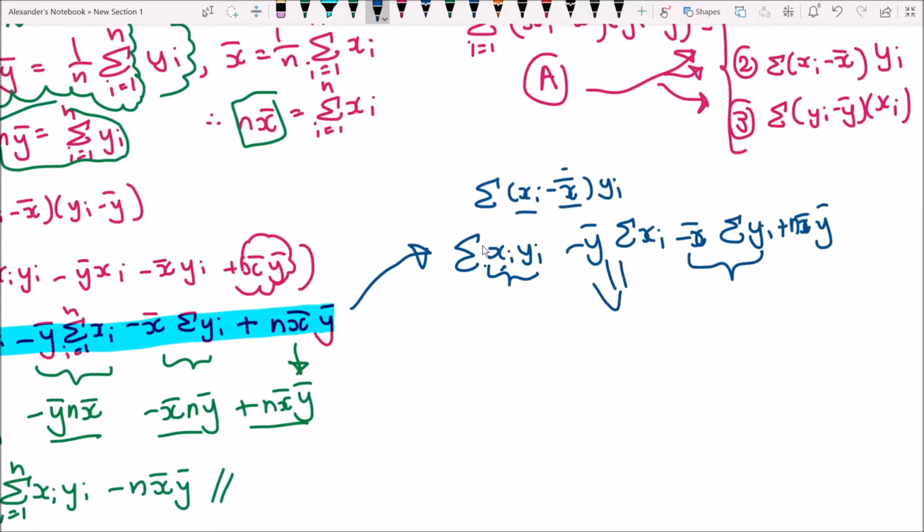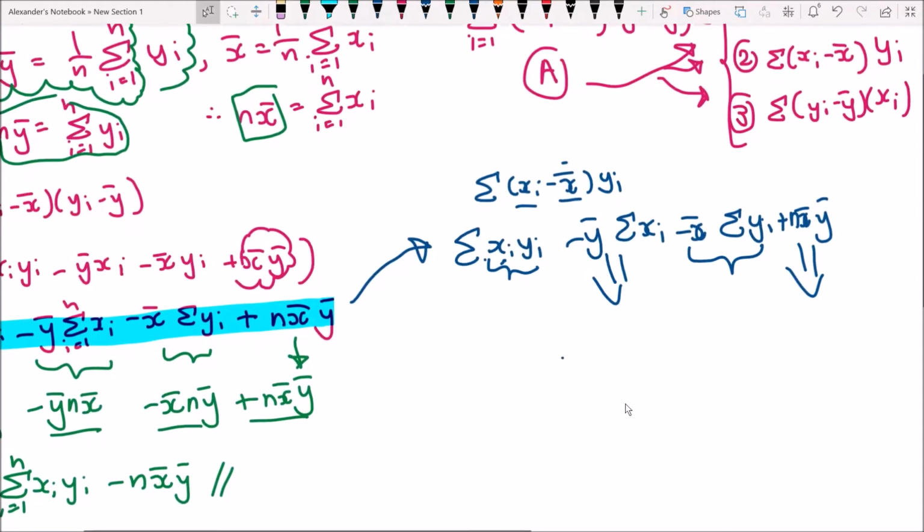So let's simplify these two, bring them down. This is negative y bar times n x bar. And this part over here is also n x bar y bar. So these two cancel each other out. Then that leaves us with the summation of xi yi, negative x bar times the summation of yi.